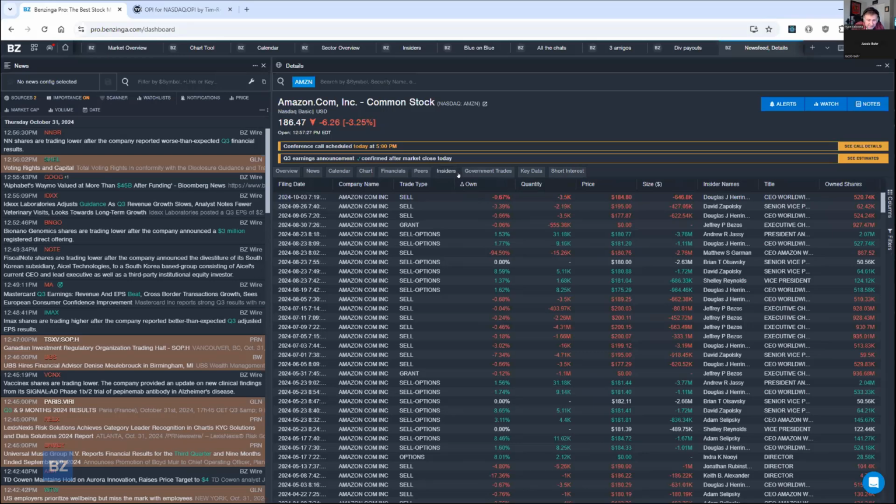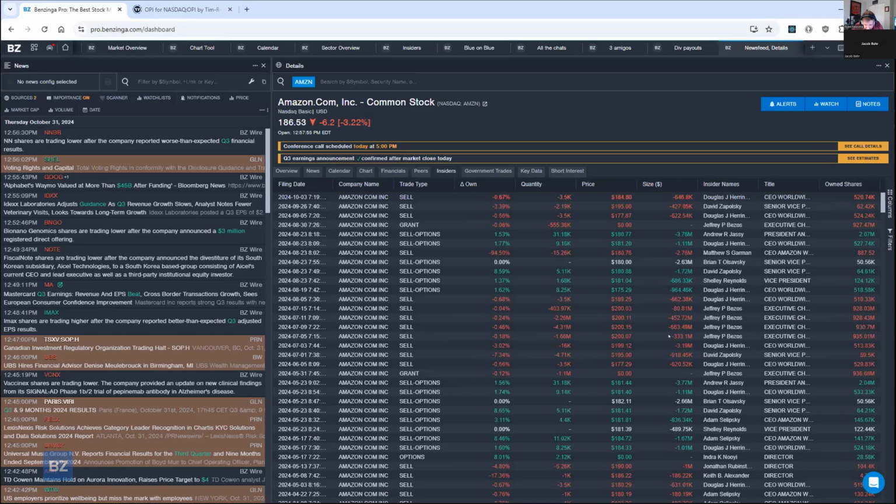So if we click on the insider tab, you can see here at the end of September and the beginning of October, we had a couple of C-suite executives selling. We had the CEO from the worldwide division, the senior vice president. You also see that Jeff Bezos, if we look down the list here, was selling back when the stock was 200. Looks like there were multiple sales here.